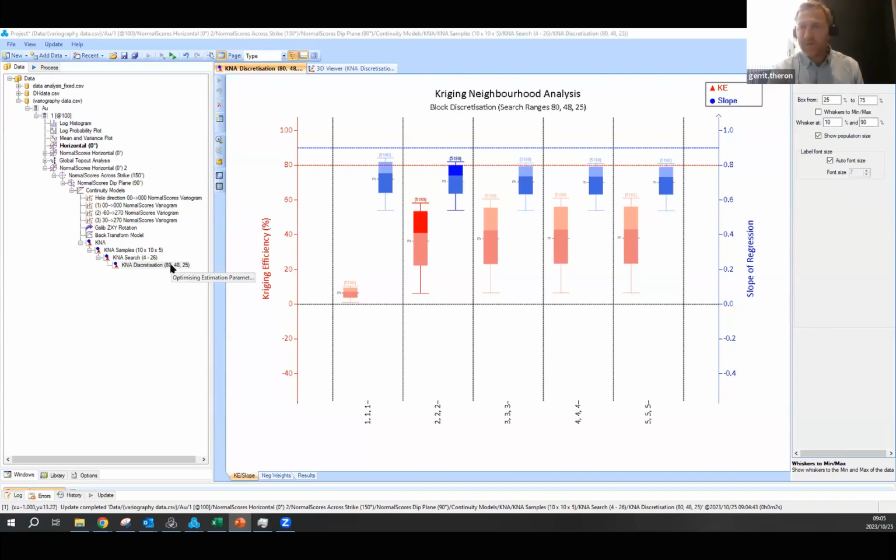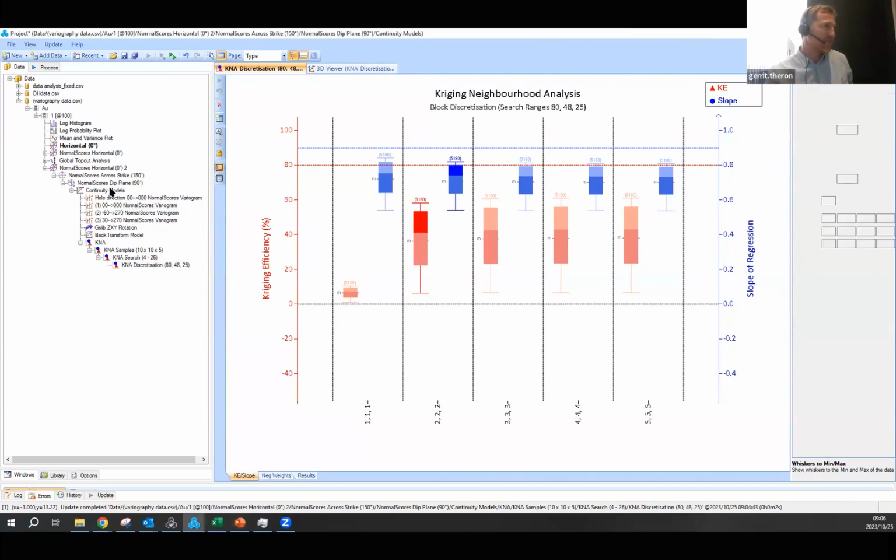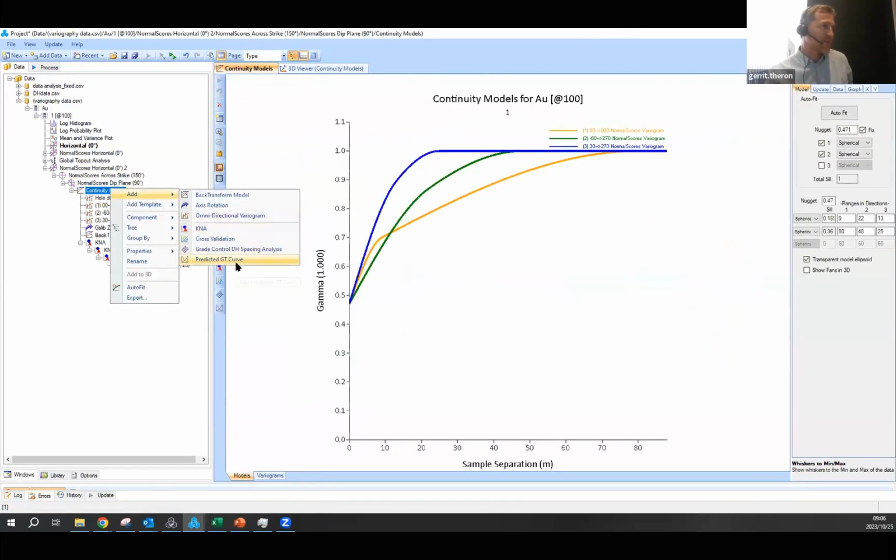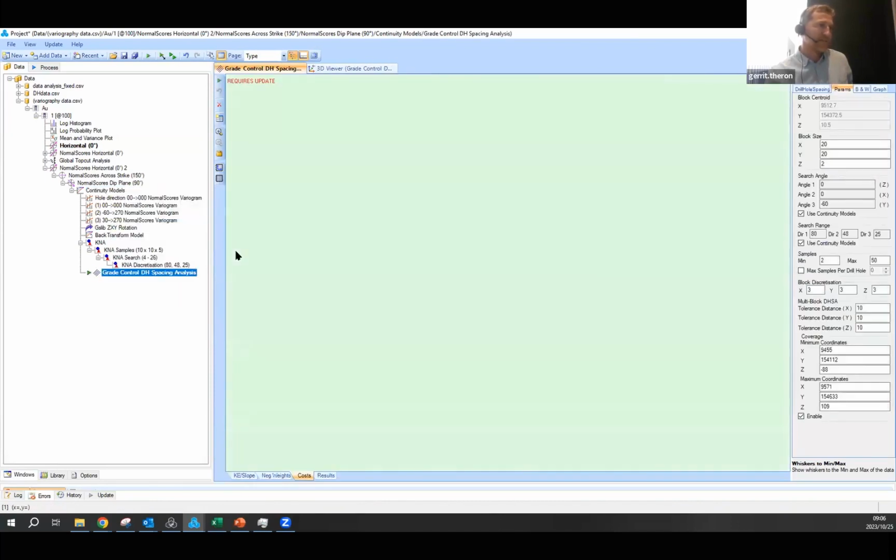Right, if we have a few more minutes, what we can also optimize is our drill hole spacing. What we can do is basically use different drill hole spacings, see how that will influence the kriging efficiency, and then choose the one with the best kriging efficiency. So let's quickly do that exercise. We're going to go to the grade control drill hole spacing analysis.